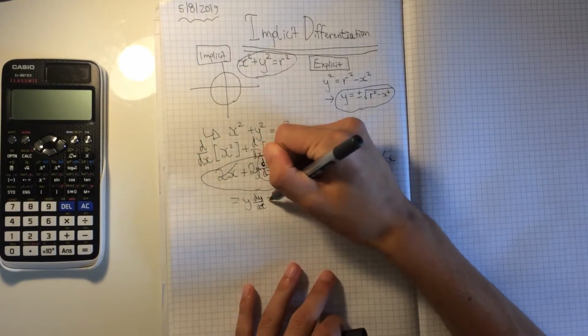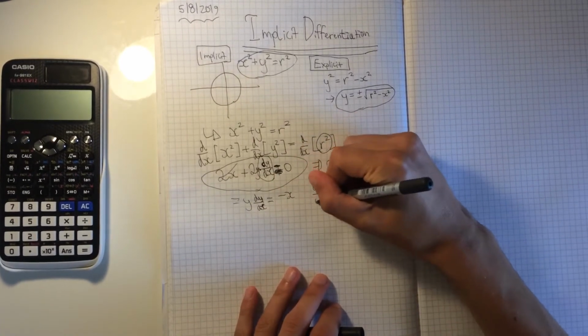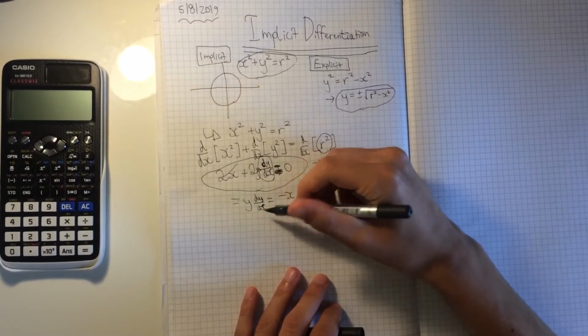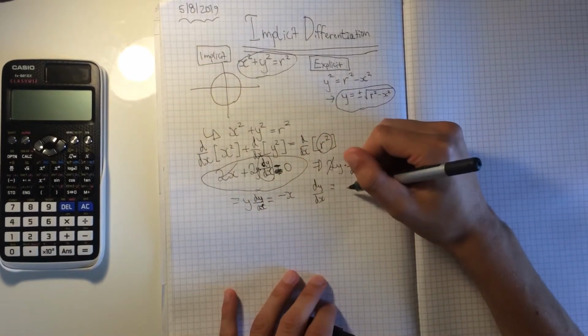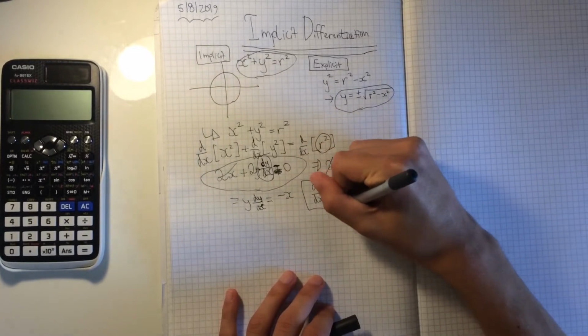So then what you have here is minus x. And that's easy: dy over dx is equal to, dividing both sides by y, minus x over y. And that's it for this video.